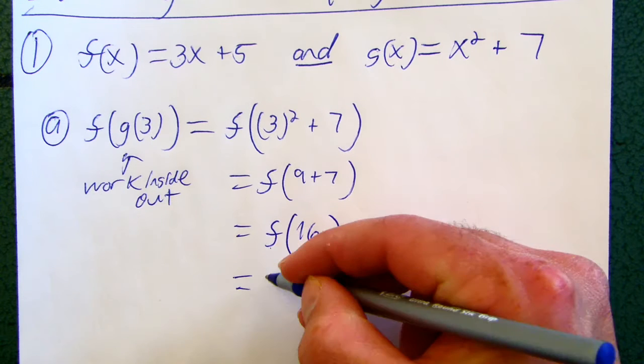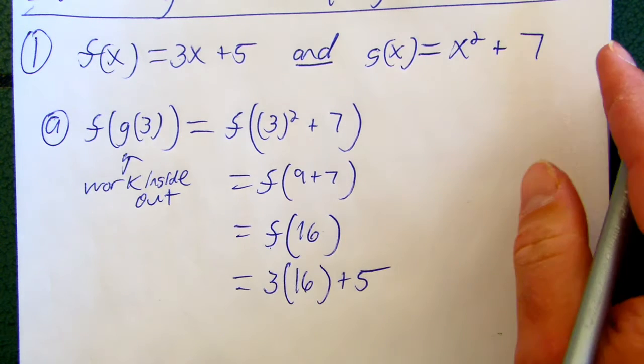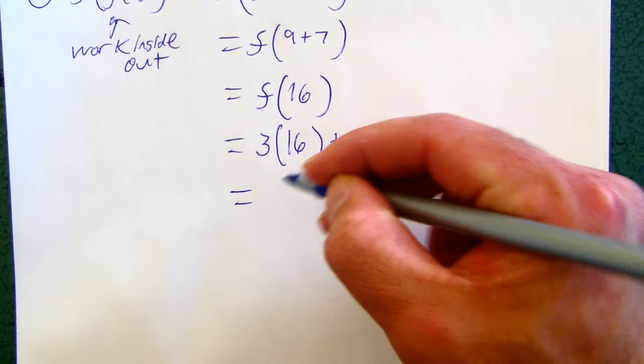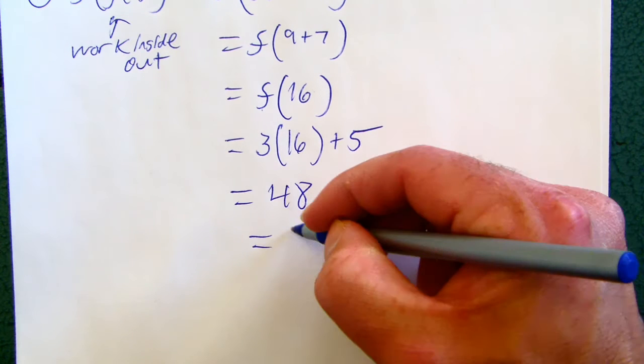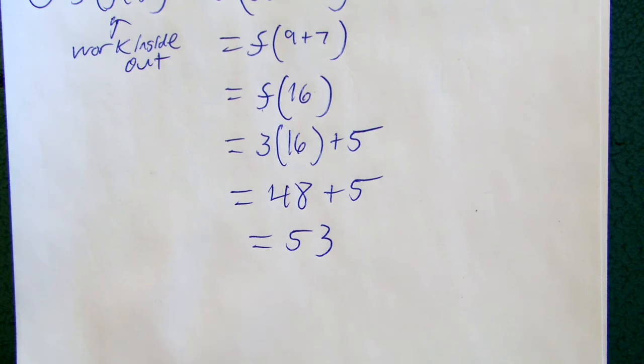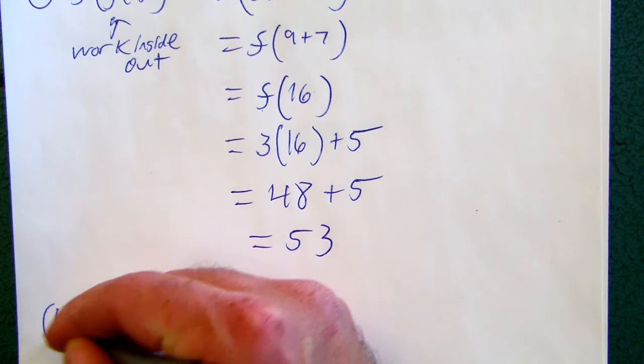So that's 3 times 16 plus 5. 3 times 16 is 48. 48 plus 5 is 53. All right. So that's how those work. Again, you're working your way from the inside out here. All right, let's do a different one here.